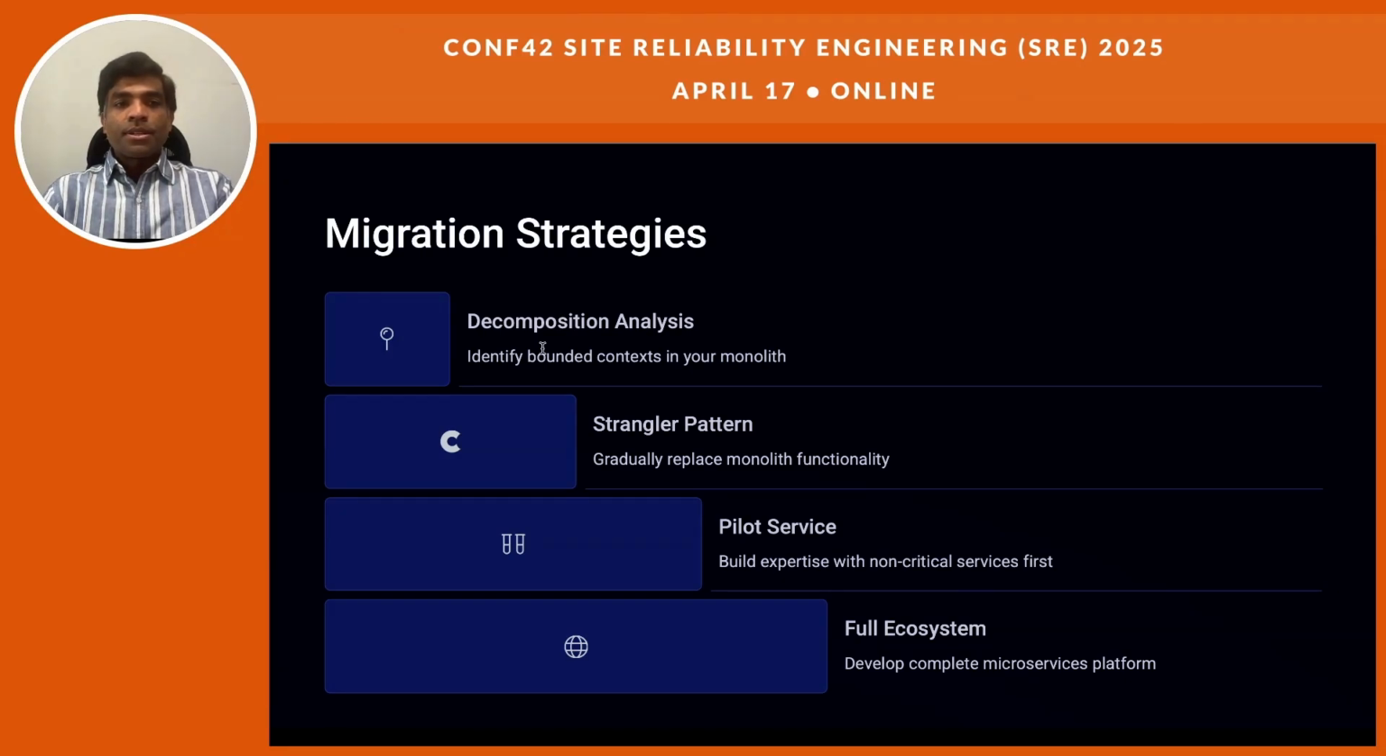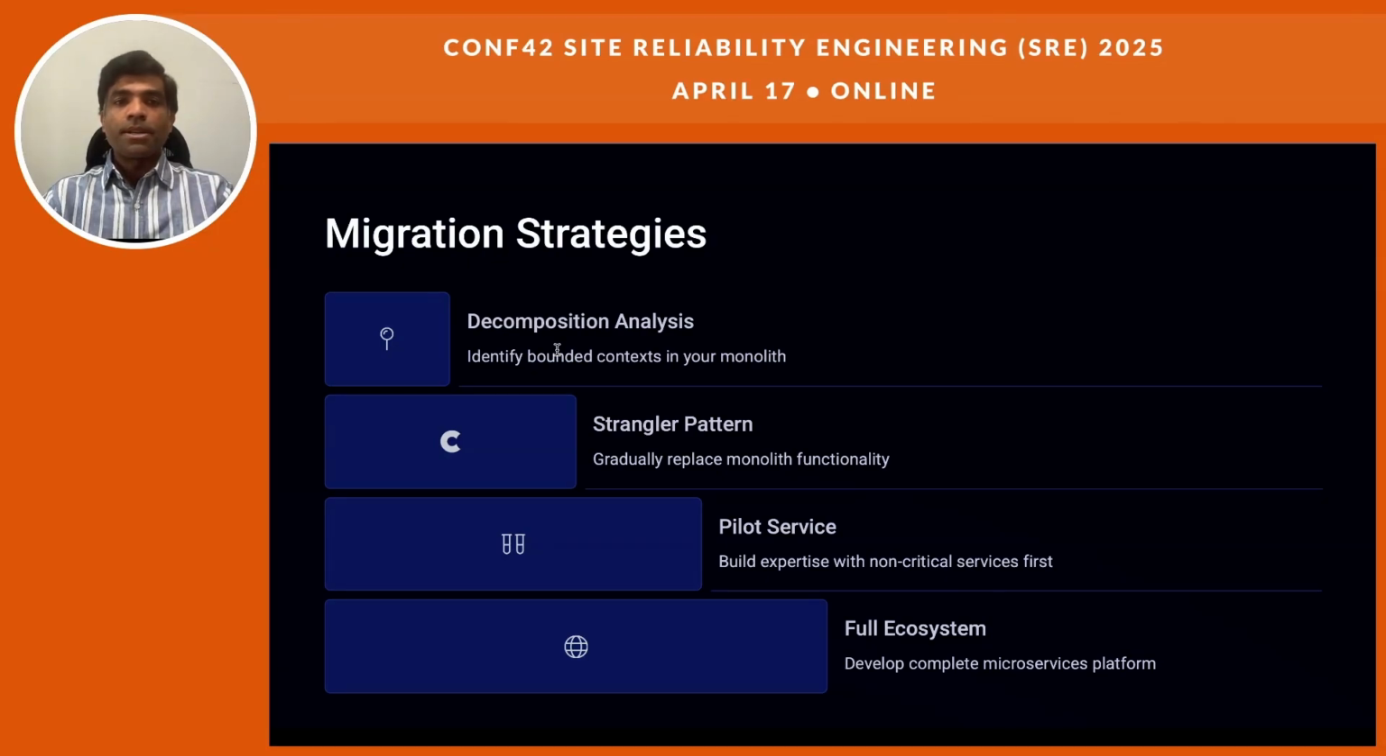Another approach that we can use is the pilot service. This approach involves identifying a non-critical service within the application that can serve as a test case for the migration. By starting small, teams can learn the nuances of deploying, managing, and monitoring microservices.